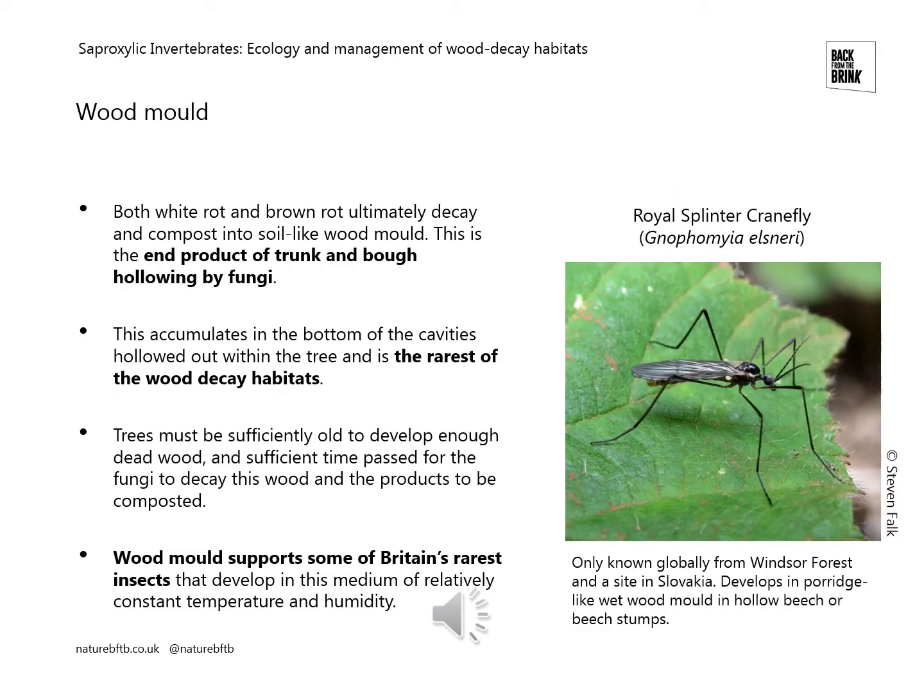So another really valuable habitat for saproxylic invertebrates is wood mold. This is where that sort of white rot or brown rot breaks down and composts into this soil-like material called wood mold. And this is basically the end product of the hollowing of the inside of the tree by fungi.